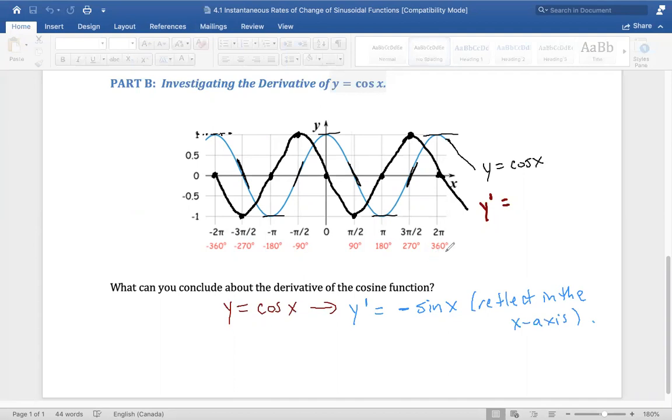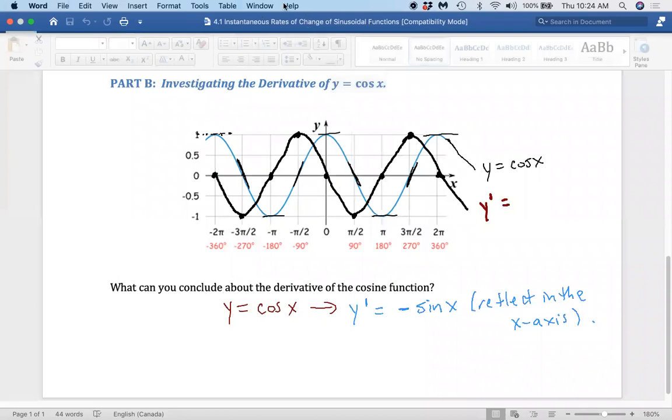So the derivative of the sine curve is exactly cos, our conclusions for this lesson, and our derivative of the cos curve is the sine curve reflected in the x-axis, so just negative sine of x. And that's all we need to know for this part of the lesson.